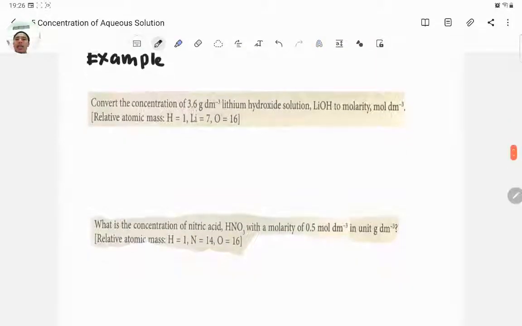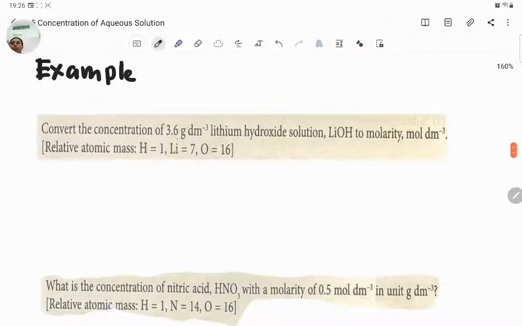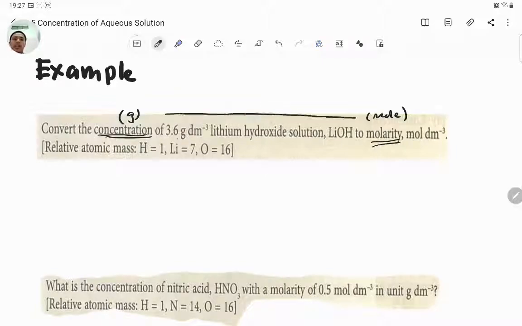So we see the example. Convert the concentration of 3.6 gram dm3 lithium hydroxide to molarity mole dm3. So apa yang perlu kita buat adalah, kita ingat step tadi, kita dah bagi concentration kan. Concentration ni maksudnya dia mass lah, gram. Molarity is refer to mole lah. Right? So bila kita nak pergi ke mole, kita akan divide with molar mass, which is gram mole -1.